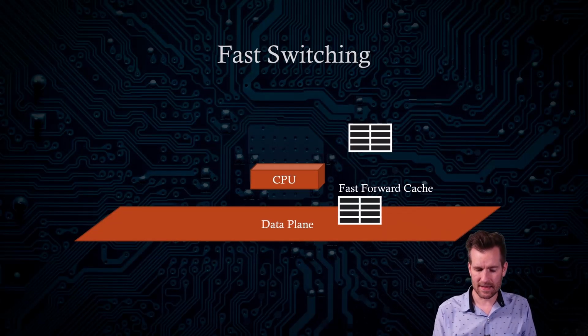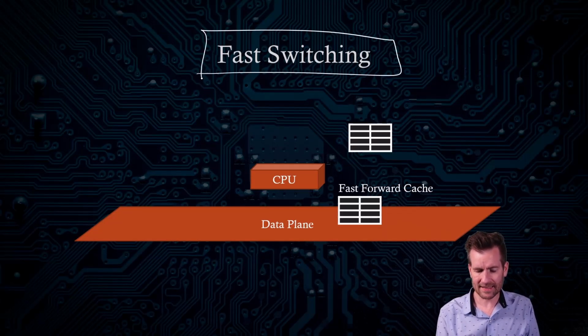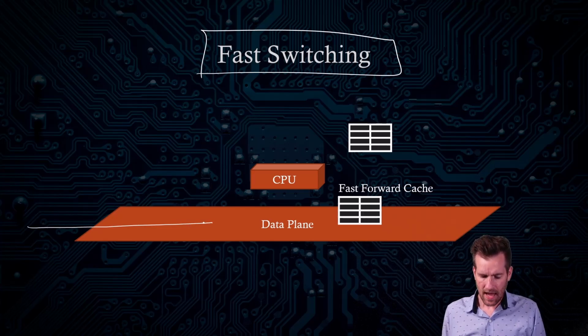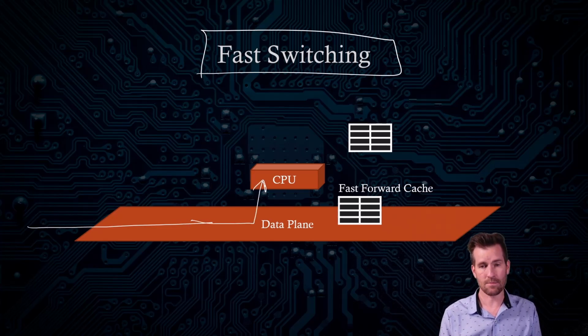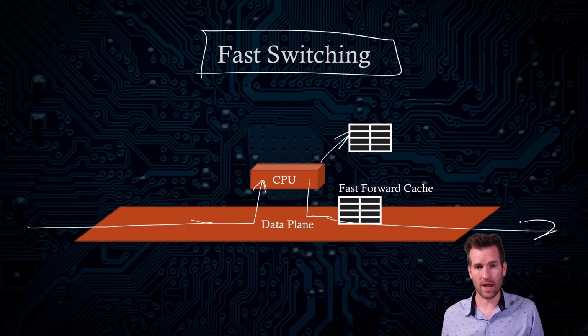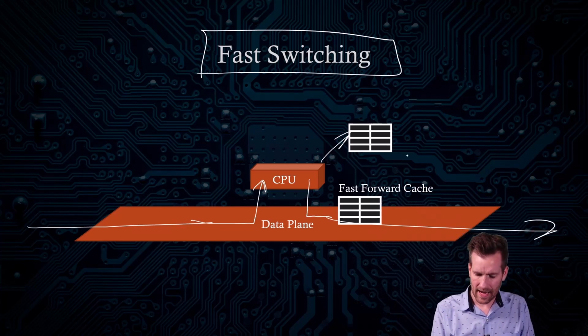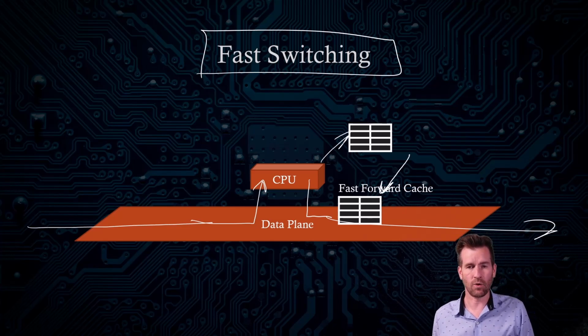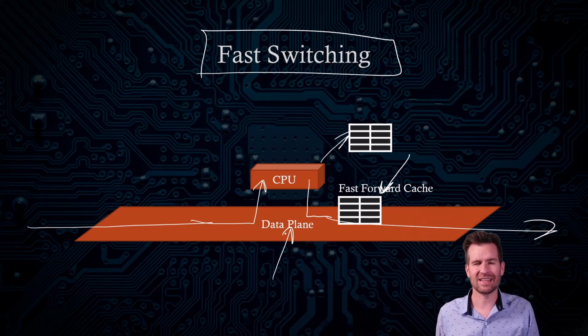There's a way to speed this up, and that is with fast switching. Fast switching is the method where it comes in on this data plane and it gets sent to the CPU. The CPU does look at the routing table and then tells the data plane where it's supposed to go, and it's sent along the way. But as it does this, it will actually cache that information. It's called the fast forward cache. So now the data plane has the information it needs.